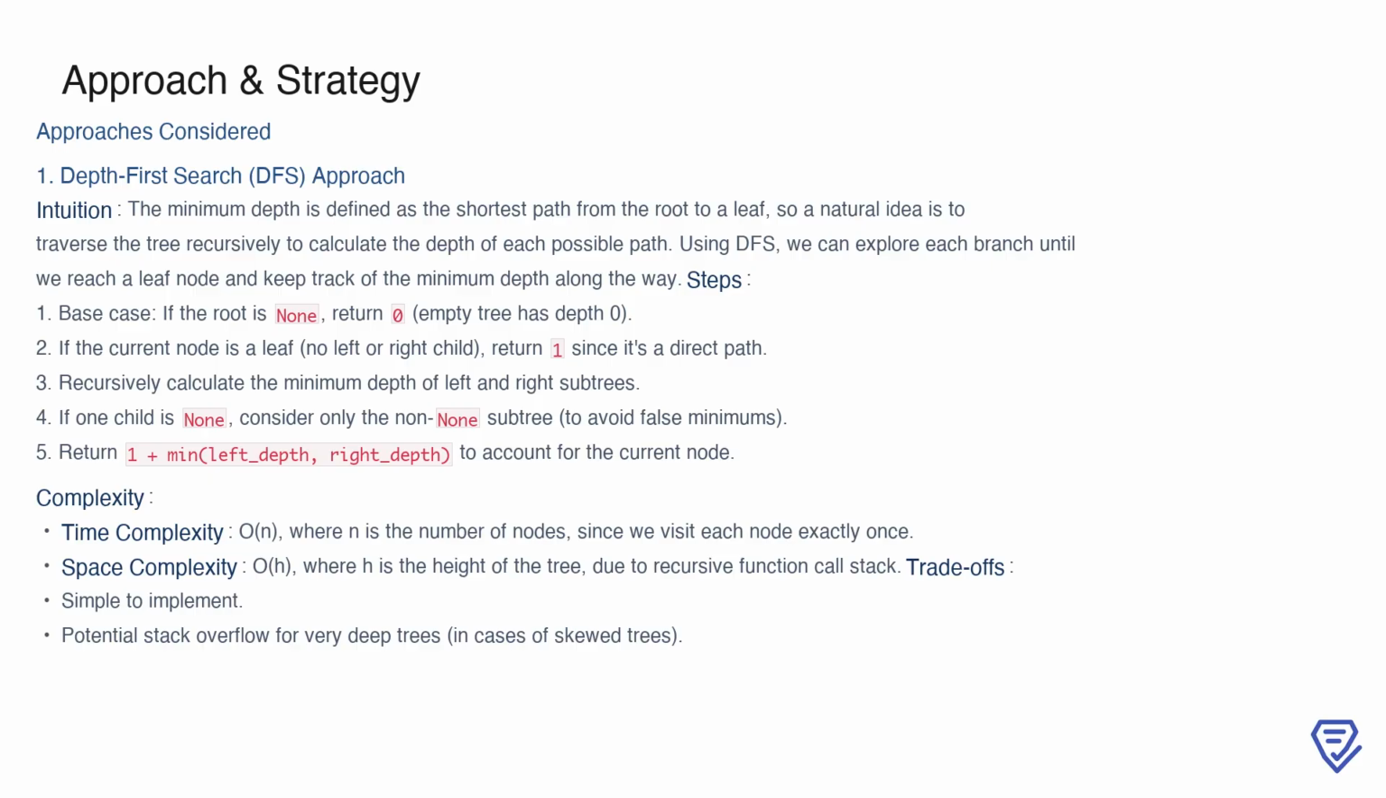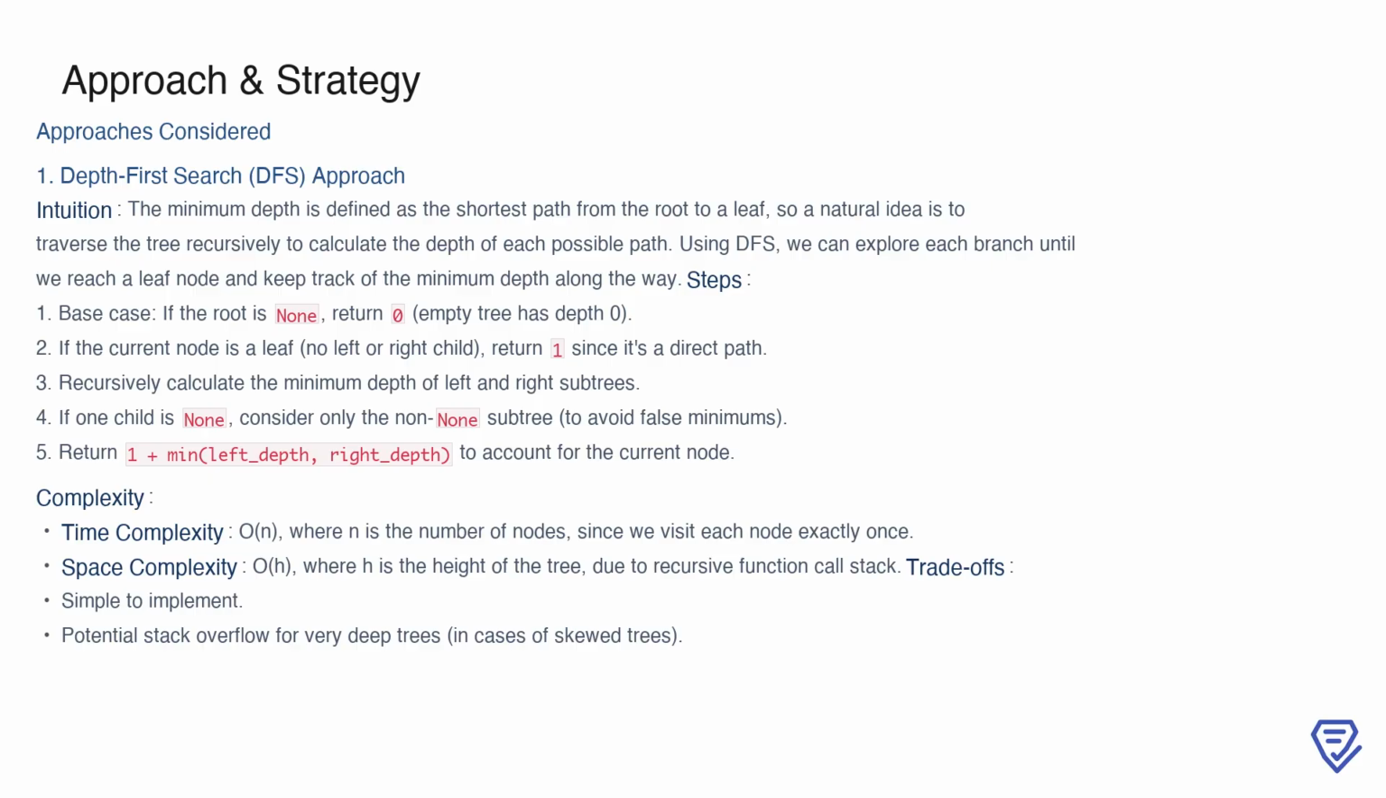To implement this, we start with a base case. If the root of the tree is null, we return a depth of 0, as an empty tree has no depth. If we encounter a leaf node, we return a depth of 1 since we've reached the endpoint of that path. For nodes with only one child, we calculate the depth of the non-null subtree to avoid mistakenly considering a non-leaf path as shorter. Finally, for nodes with both children, we calculate the minimum of the left and right subtree depths and add 1 to account for the current node.